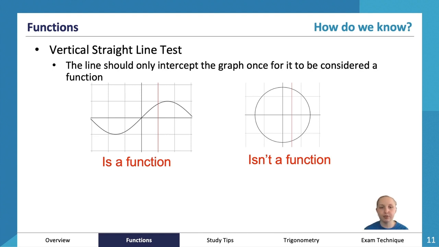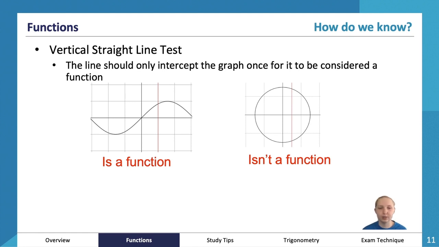So for any graph you've got, this is looking like the graph of sine, and then you've got the graph of a circle over here. For any graph you've got, if you draw a straight line through the graph at any point, you should only intersect the graph once. Okay, so it's important to recognize that the straight line has to be drawn anywhere.